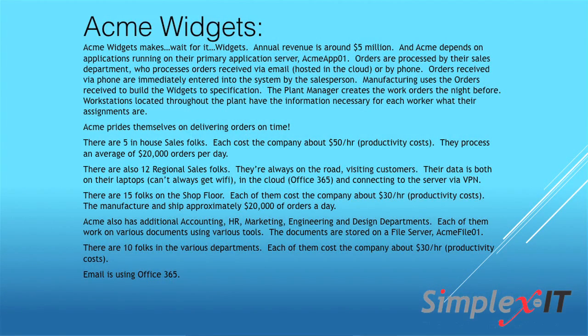So all we've got is, we've taken a manufacturing company as an example. We've basically got orders processed by the sales department, so we've got email and phone. Manufacturing's using it. We've got 5 in-house sales and regional sales folks. We've got people working outside of the business, physically located in different areas. We've got folks on the shop floor. We've got some dollar amounts, all of that kind of fun stuff.